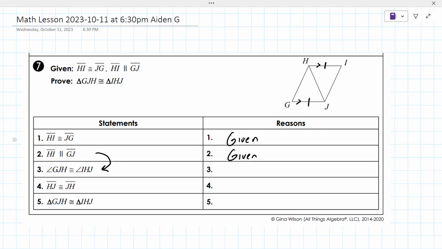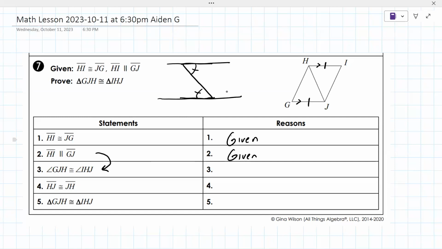This one does lead to the next one. What might help is if we draw HI and GJ without the actual triangle. Imagine these are parallel lines and they're cut by a transversal. Remember all that stuff we talked about with parallel lines being cut by a transversal? So this is where it comes into play.